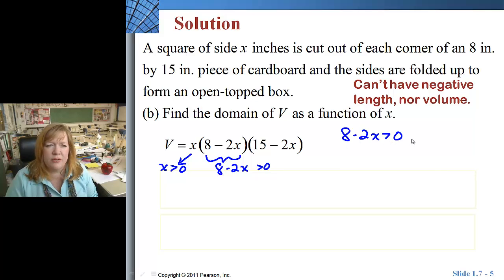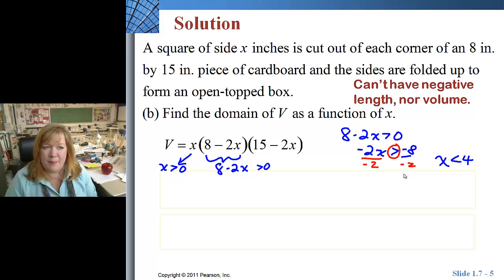8 minus 2x greater than 0, subtract 8 from both sides. Remember, if we divide both by a negative, we got to flip the inequality. So we end up with x less than 4. Negative over a negative is a positive.